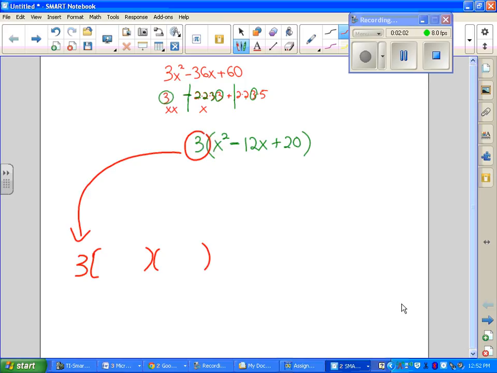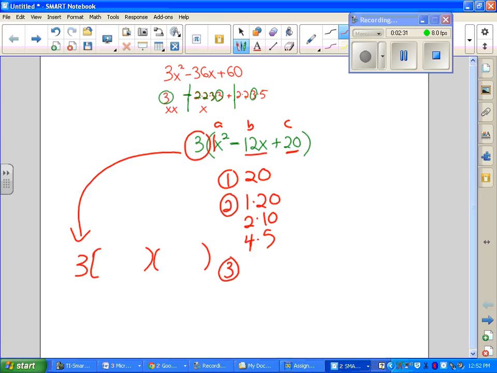All right, so let's go ahead and do this next step. I have the 3 parts, list them as A, B, and C. First step is to multiply A and C. 1 times 20 is 20. Step number 2 is list all the factors of 20. 1 and 20, 2 and 10, and 4 and 5. All right, step number 3, we have to figure out which of those factors will multiply to 20, but add up to negative 12.